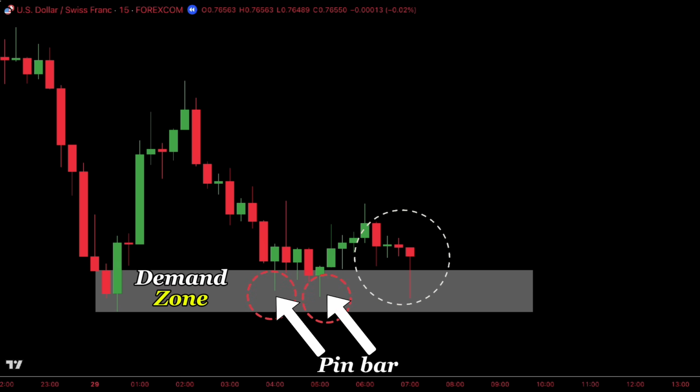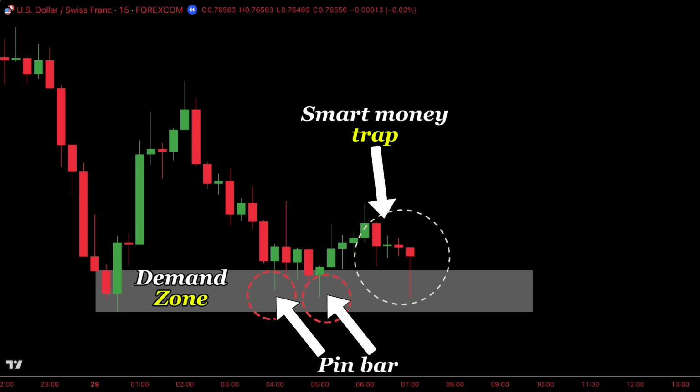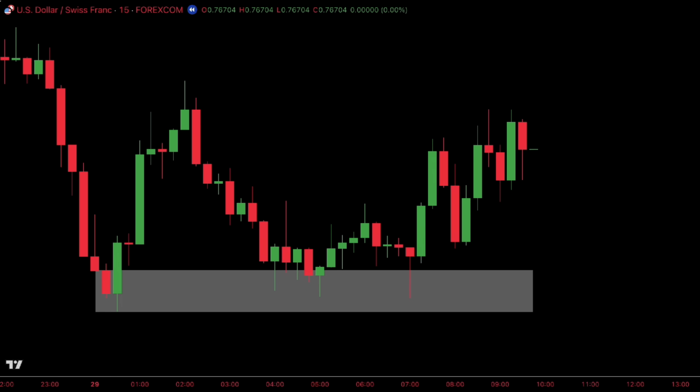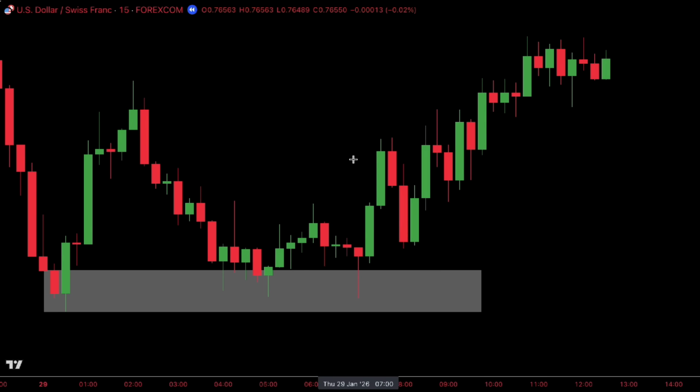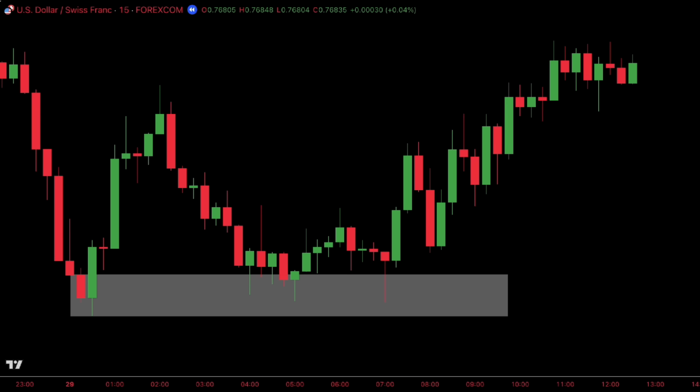But the strongest signal appears right here. A clear, smart money trap. We have the mother candle, followed by two smaller baby candles forming inside its range, showing consolidation. Then price breaks below the mother bar's range, but quickly closes back inside it. This is one of the strongest setups you can find. A classic liquidity trap. And as you can see, right after that, the market moves up exactly as expected.